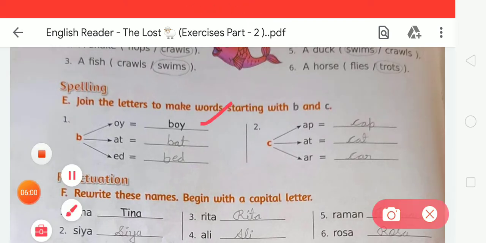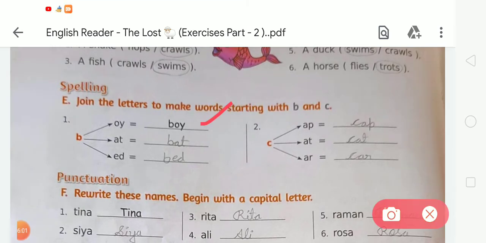In second, there is AT. So when we add B, it will be BAT, bat. Next, BED, bed. Okay, student.